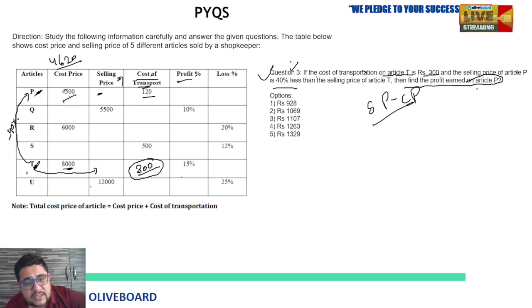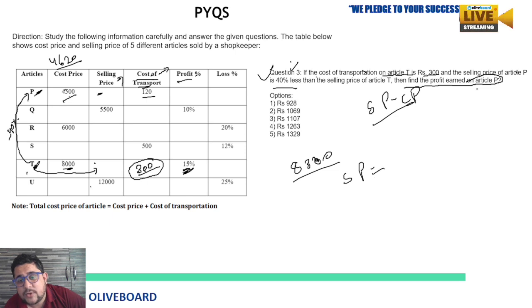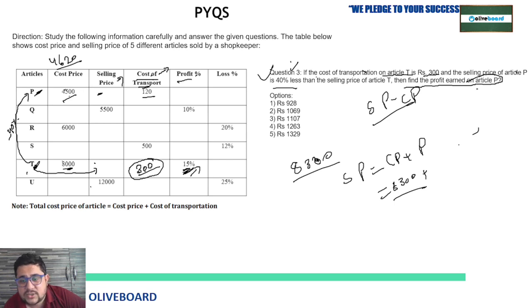Why? Profit percent we know is 15%, which means selling price is going to be 15% more than the total cost price. So for calculating total cost price, we need the cost of transport. Now it is 300, so just add, 8,300. Okay, so your selling price is going to be what? Cost price plus profit. So cost price, that is 8,300 plus 15%, sorry, 15% of 8,300.